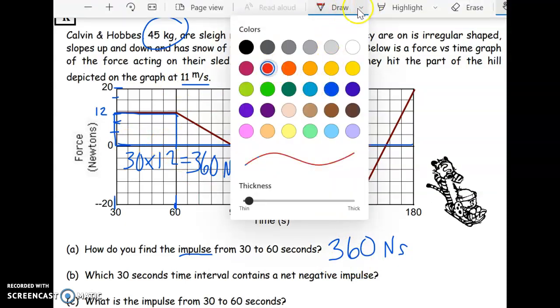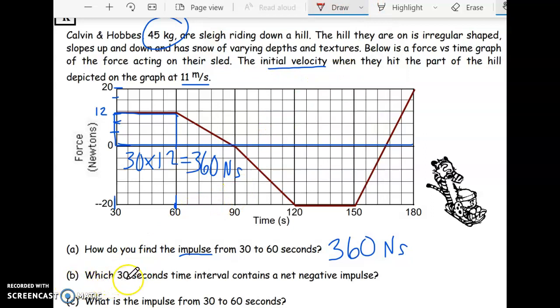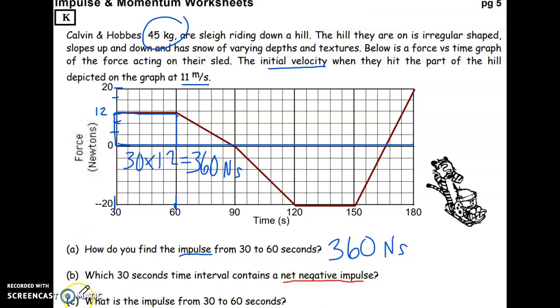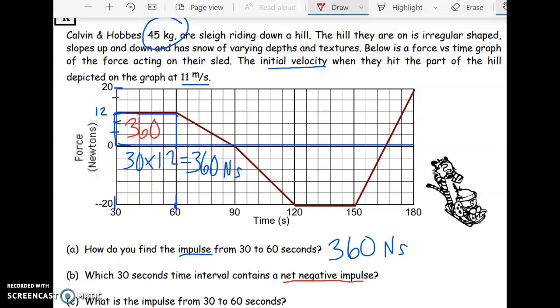I'm going to change colors now and do the next one. So for part B, which 30 second time interval contains a net negative impulse? Net negative is just like with net force, so the overall or the summation of the impulses. That means that we actually need to find the area for each portion of the graph. We can do that by finding the impulse for each 30 second segment. So we know this one already is 360 newton seconds.